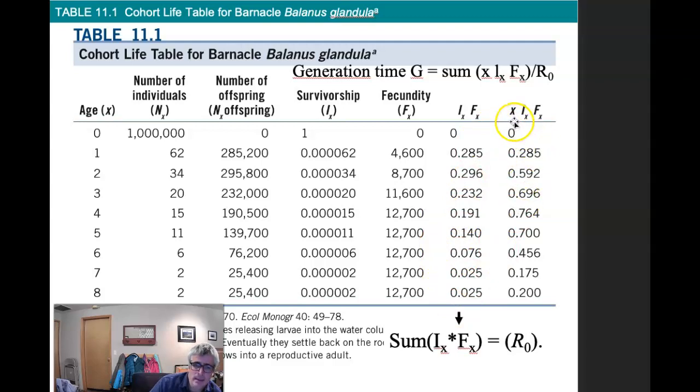This one is age times survivorship times fecundity divided by the R0. And this gives you a generation time. So you've got an organism that lives for a long time that's producing young all the time. How do you figure out when it goes from one generation to the next? It's the combination of age, survivorship, fecundity, and divided by the growth rate, the net reproductive rate.